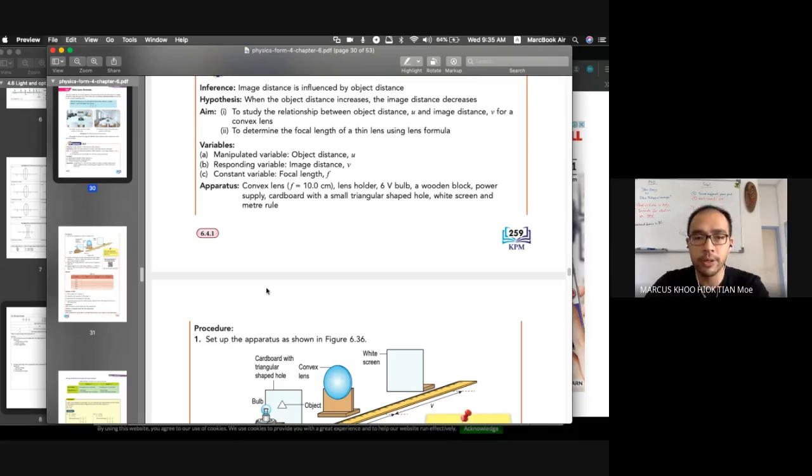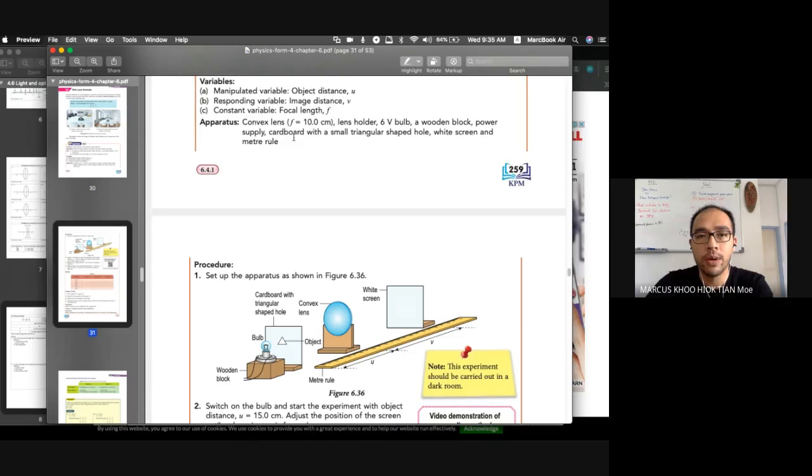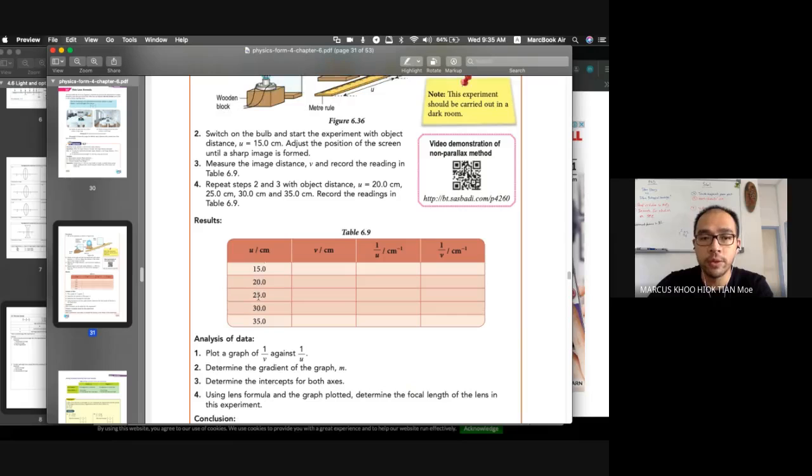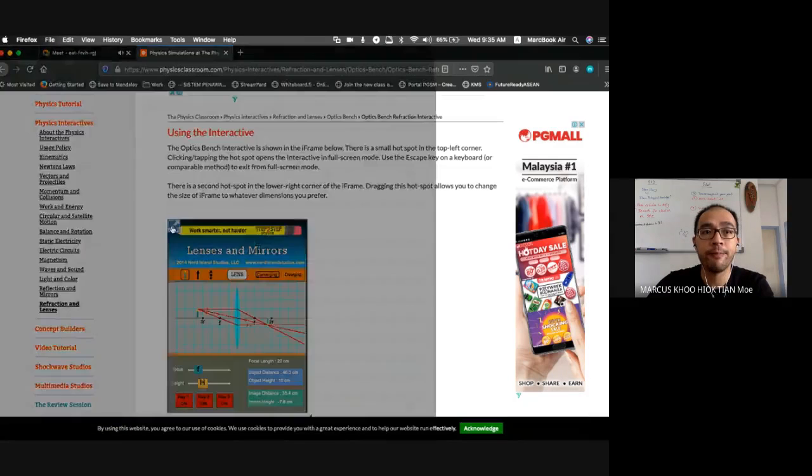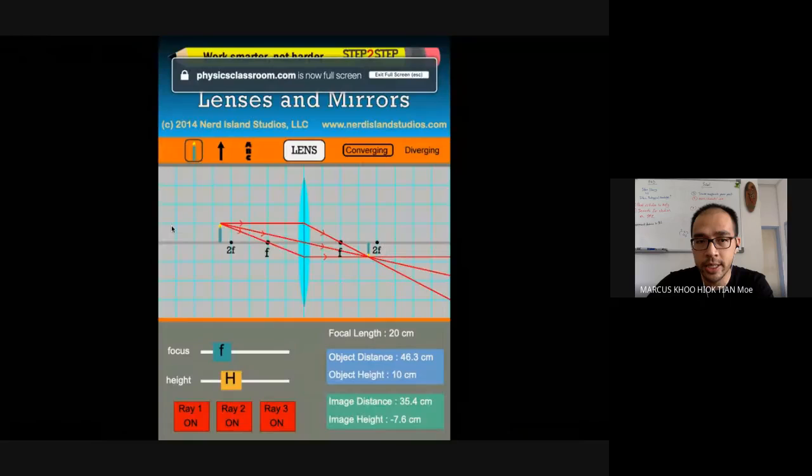So I want to talk about the f that you're going to use, and then the values of u. What's important is that you have 5 values of u, 5 object distances, and 5 images. I am showing you the interactive once again. Please tell me if you cannot see the interactive.